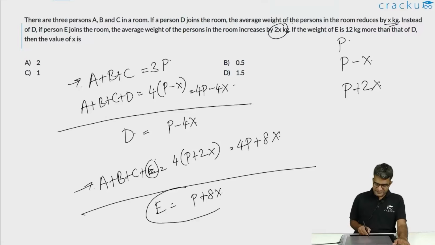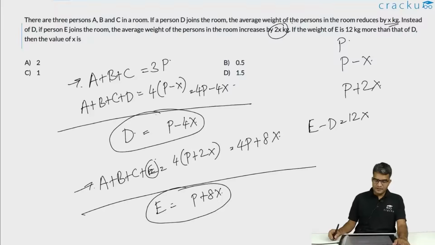The weight of E is P plus 8X. The weight of D is P minus 4X. So the value of E minus D is equal to 12X. But this we are told is 12 kgs. We are told that E is 12 kgs more than D, so the value of X will be equal to 1, which is option C.